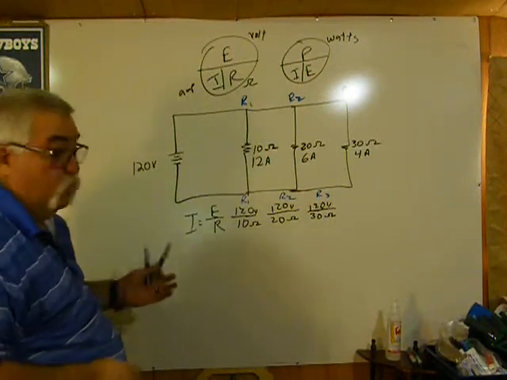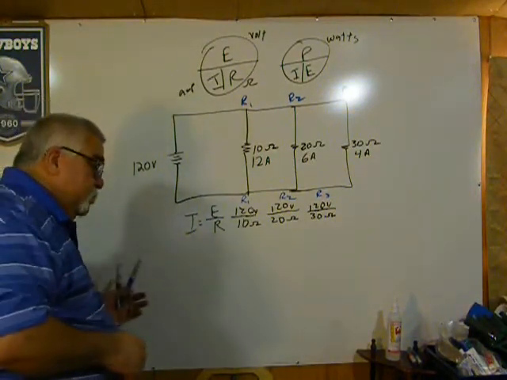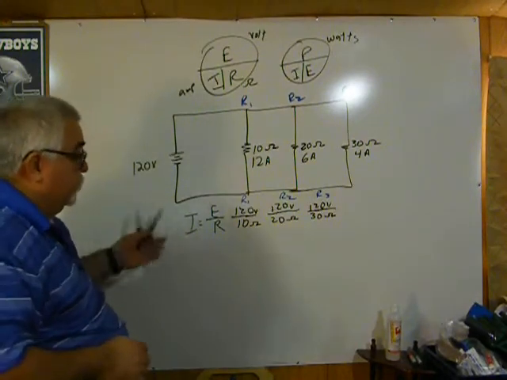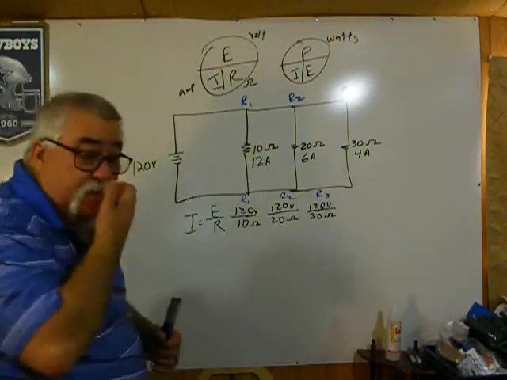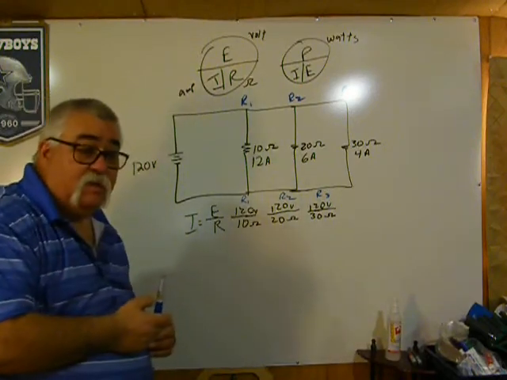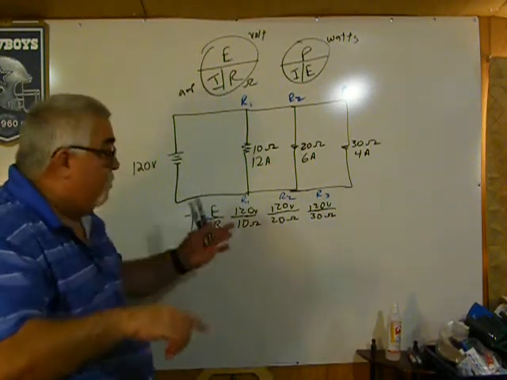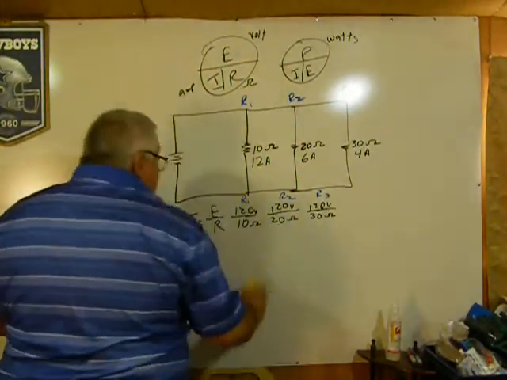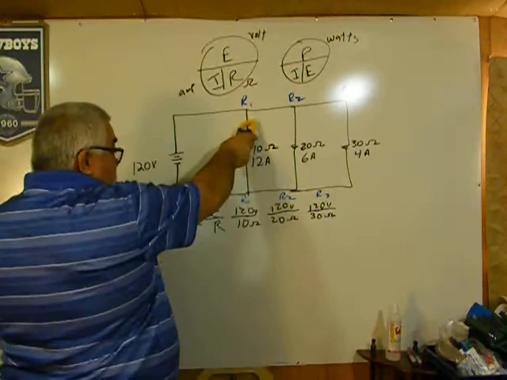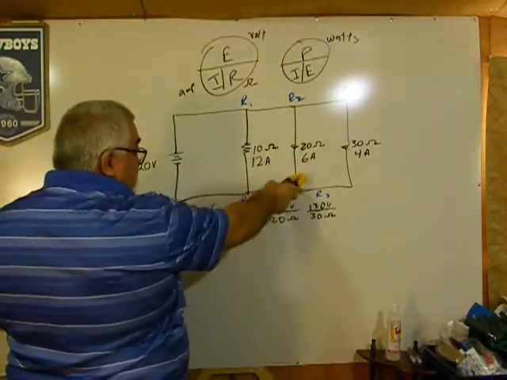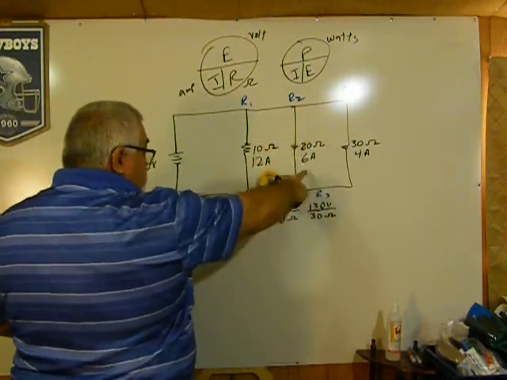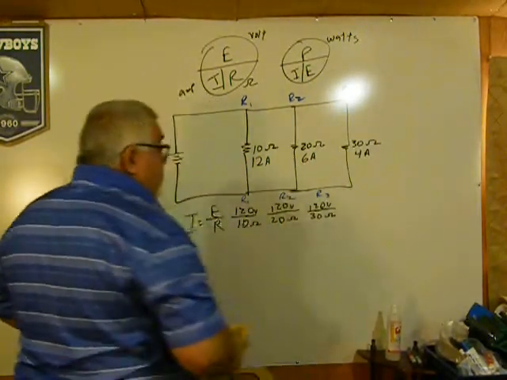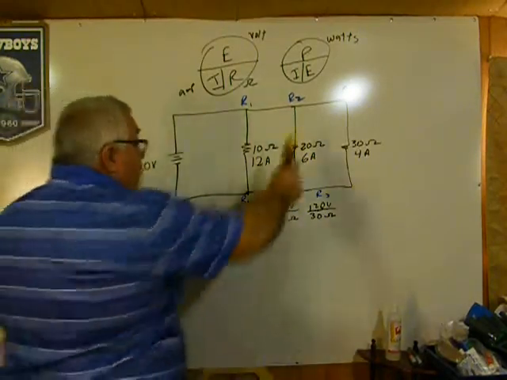Alright, my total current is the sum of all the branch currents. In the series circuit, I had a constant current. Here, now, I've got a constant voltage across here. So if I get my amp probe and I clamp it here or here, it's going to give me 12 amps. If I clamp it here or here, it's going to give me 6 amps. If I clamp it here or here, it's going to give me 4 amps.